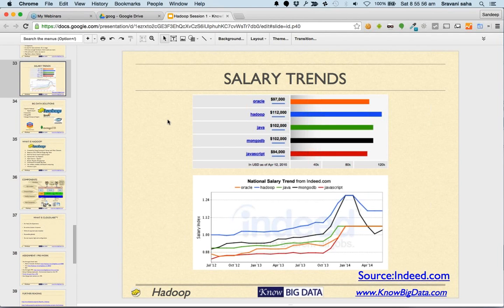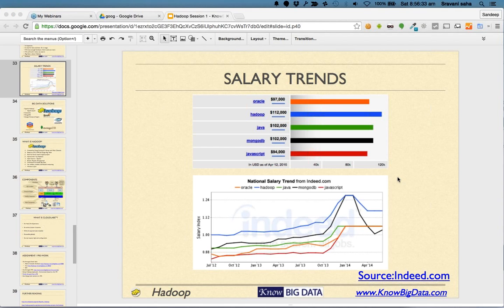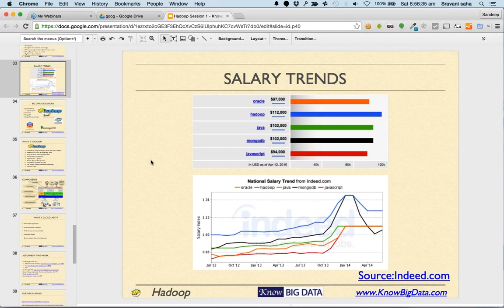With respect to salary trend, this is a common question which I ask. I would strongly recommend everybody to do your own research on websites like Indeed.com if you are looking to understand which technology suits you as part of your career. Even as of today, the trend at Indeed.com is that Hadoop is still the highest paying job amongst other technology stacks.